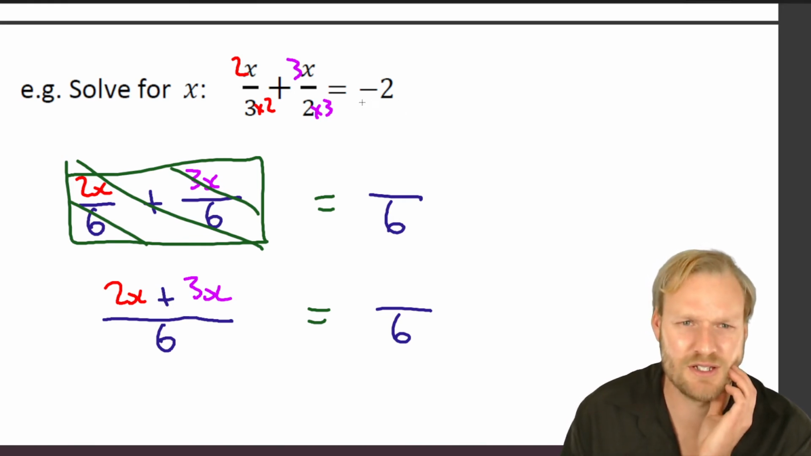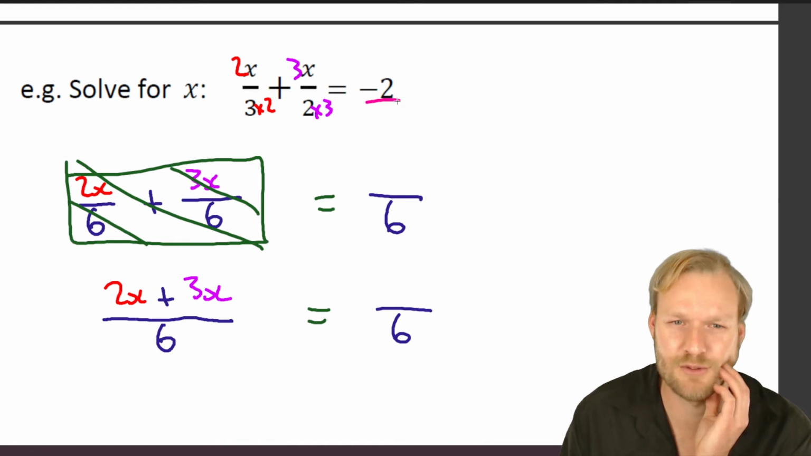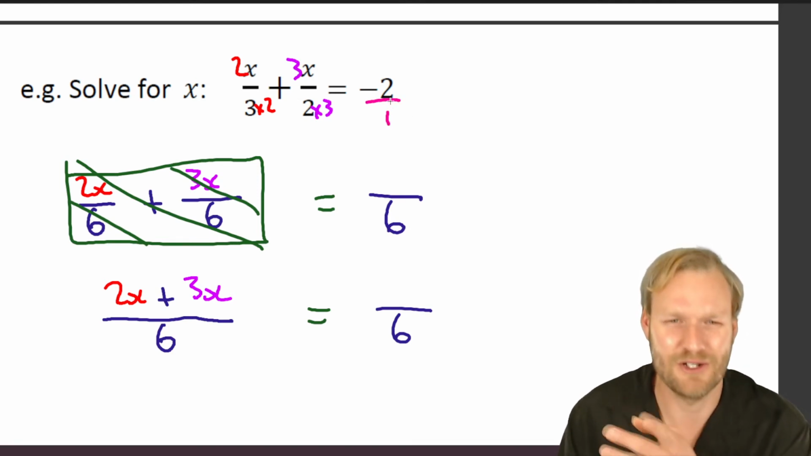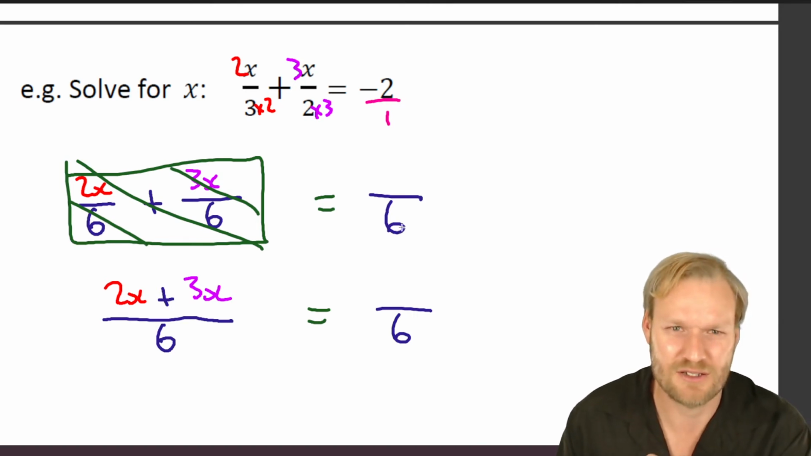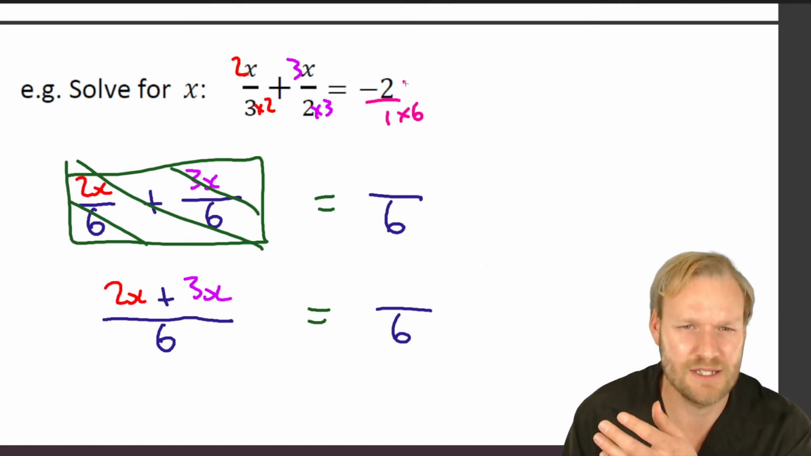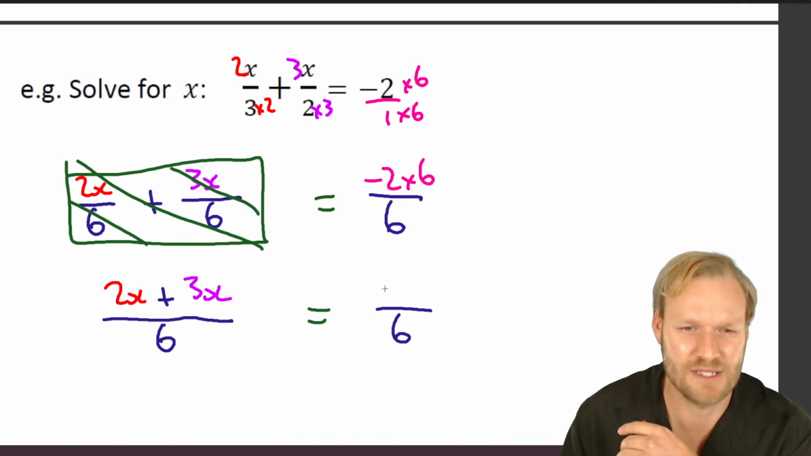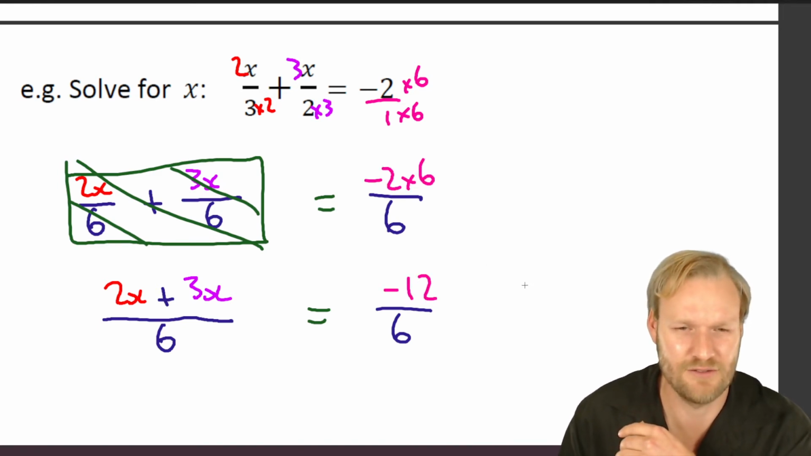So this was -2 over, I don't know, going crazy with the colors as always, right? So we've got -2 over 1. So what do we need to multiply 1 by to get to 6? Well, of course, we need to multiply by 6. What we do to the bottom, we do to the top. So that's -2 times 6, which gives us -12.